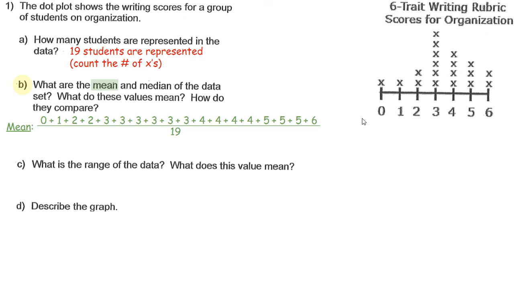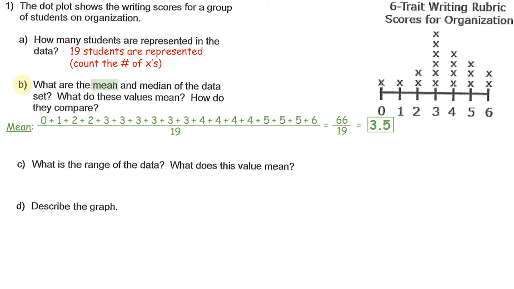So go ahead and add all the top, regardless of how you did it. You should have gotten 66. And then you divide that by 19, and 66 divided by 19 is 3.5. What is that representing? That's the mean or the average score.